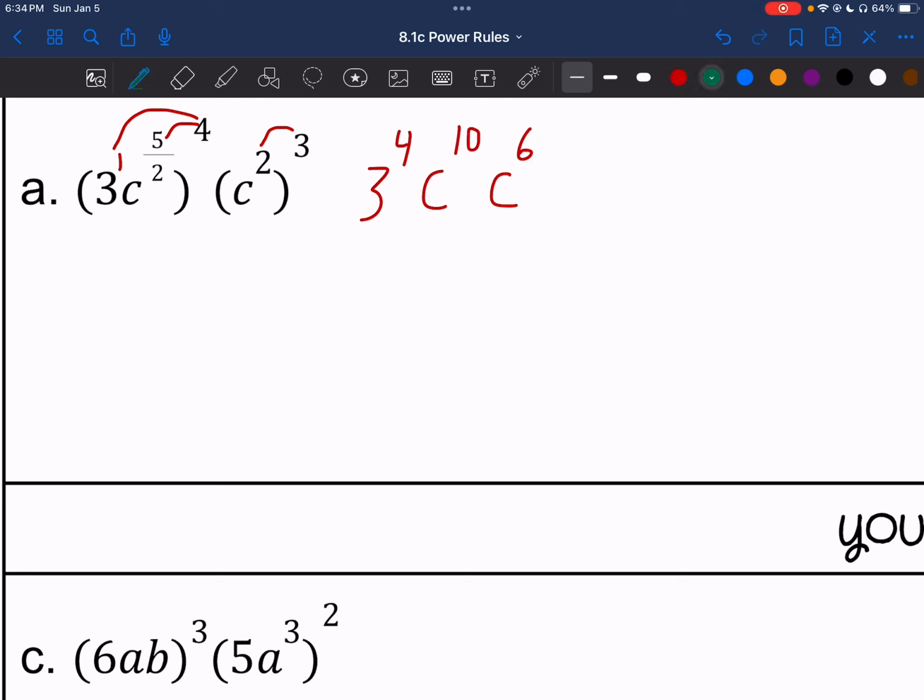So now we simplify what we have. We simplify our coefficients, 3 to the 4th power. 3 times 3 times 3 times 3 is going to give us 81. And then c to the 10th, c to the 6th, that's the same base. We add our exponents, and it's 81c to the 16th power.